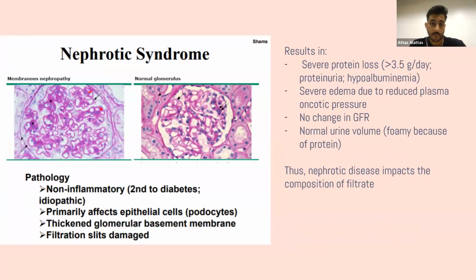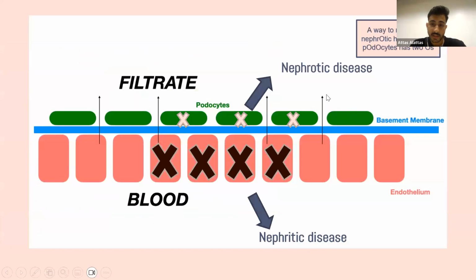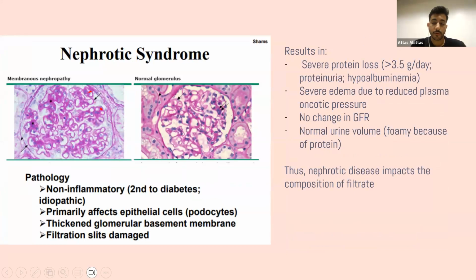So for nephrotic, we said that the damage or the injury is in the podocytes. And we said that podocytes are responsible for not allowing the plasma proteins to be filtered into the Bowman space. So because the podocytes, the layer that prevents the proteins from being filtered, is gone, now you will have more protein loss. And because there is protein loss, there will be edema. And there will be no change in the GFR because there's no inflammation, and there will be normal urine volume.